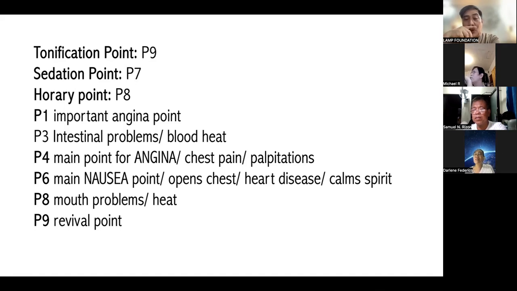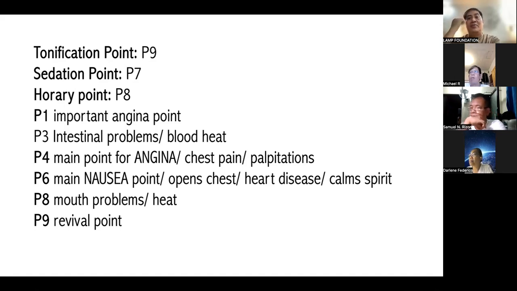Earth. So what is the earth point of the pericardium? The earth point would be the third point from pericardium 9. You follow? Eight, seven. So the fire point of the pericardium is the horary point. When you say horary point, this is a fire element, so the fire point of the fire element, which is redundant, is pericardium 8. Okay? So pericardium 1 is an important angina point.